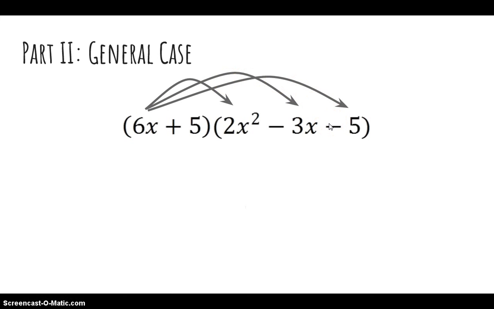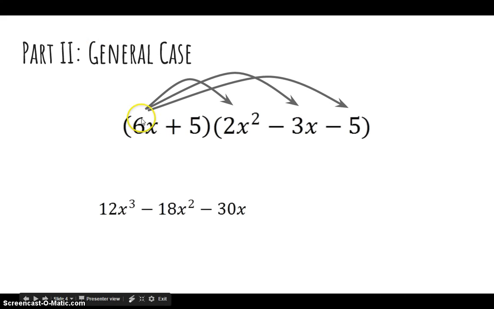It's just that we're multiplying that 6x by everything inside of the parentheses. We're distributing it. But then, once we've done that, for that first term, 6x times 2x squared, 2x cubed. Okay, make sure you add your exponents. Then 6x times negative 3x, negative 18x squared. Again, add the exponents. And 6x times negative 5 is negative 30x. No exponents to add there, so just keep the x as it is.